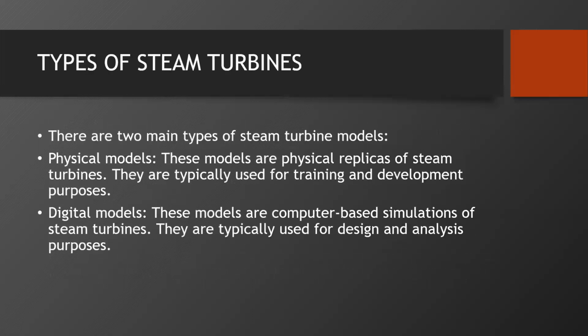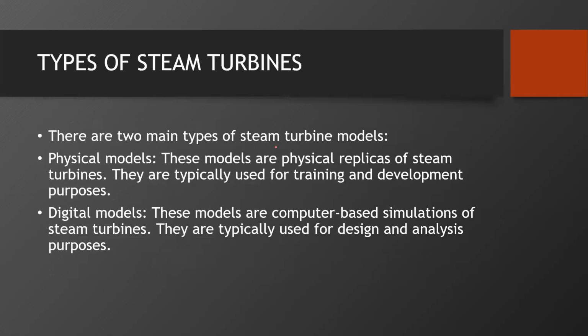There are two types of steam turbine models taken into consideration. One is the physical model. These models are physical replicas of steam turbines. They are typically used for training and development purposes. The other is the digital models. These models are computer-based simulations of steam turbines. They are practically used for design and analytical purposes.